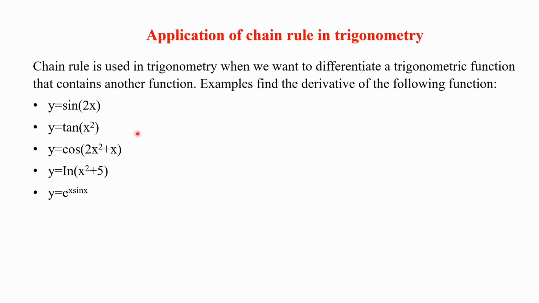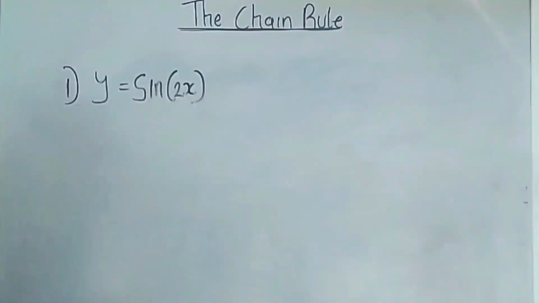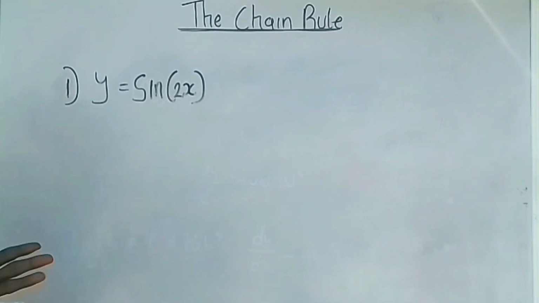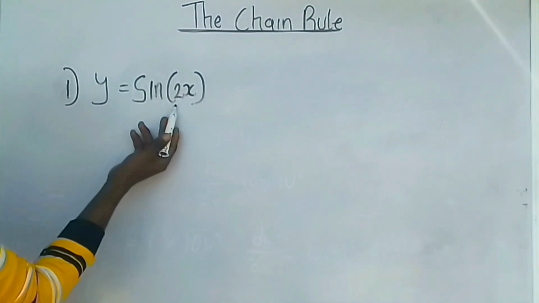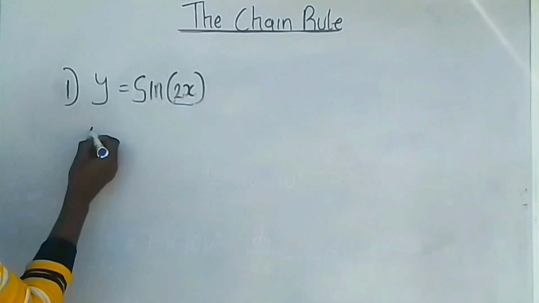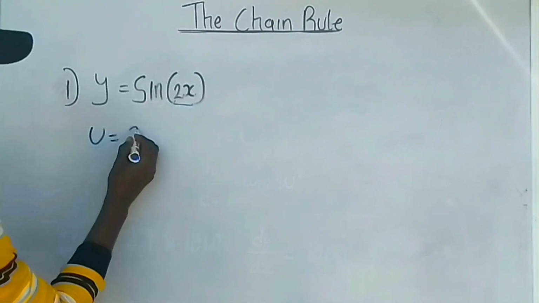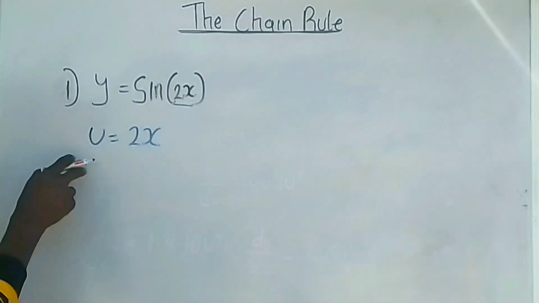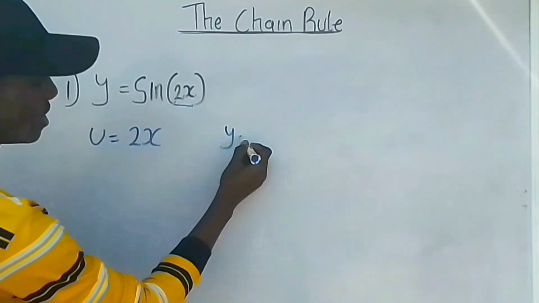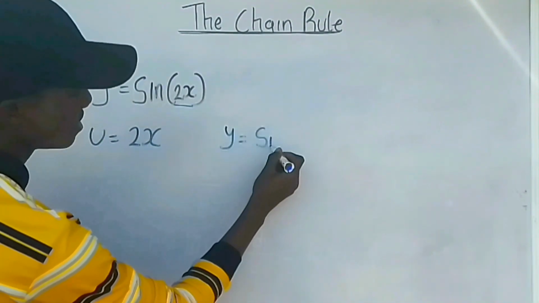Example, we have find the derivative of y is equals to sine 2x. Don't forget, the first step is to identify the outer function and the inner function. In this case, I will set u is equals to the inner function, which is 2x. So u is equals to 2x, then y is equals to sine u.